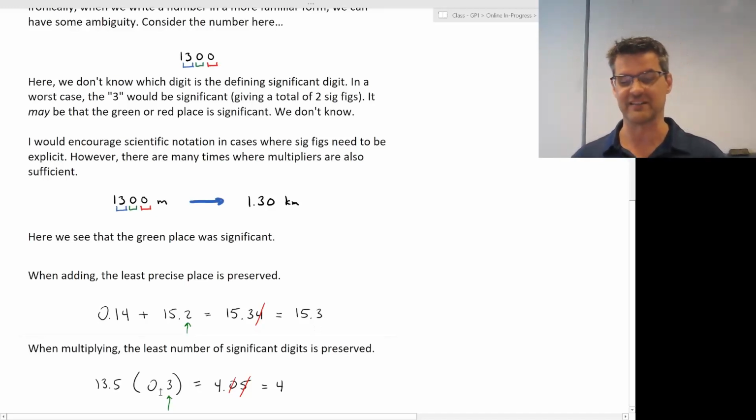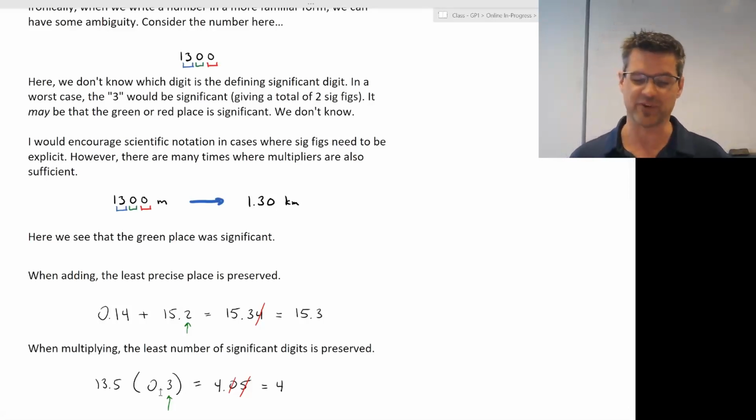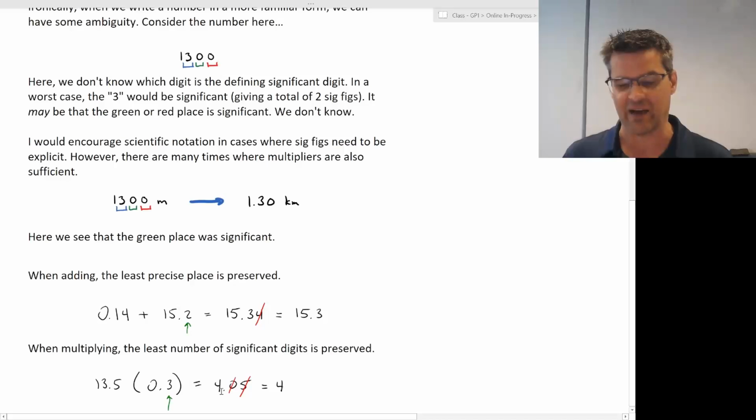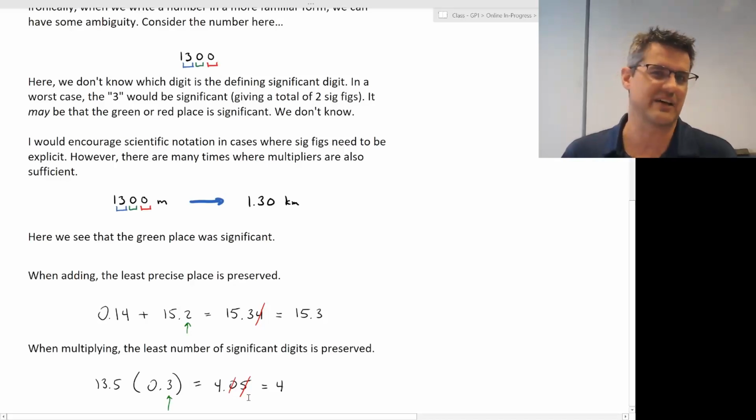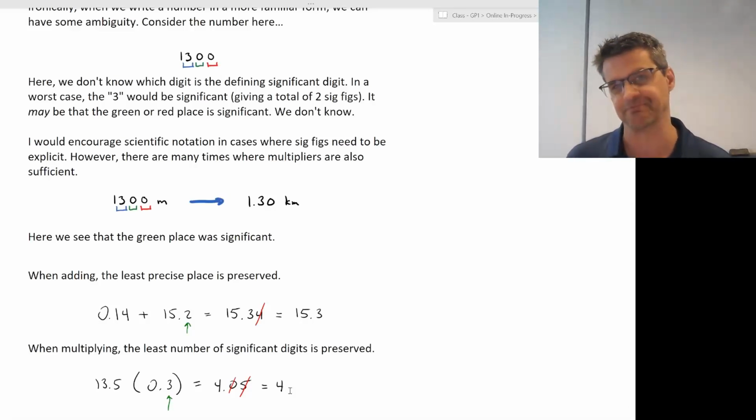If we're multiplying things together, the least number of significant digits is preserved. So here I'm multiplying something with 3 significant digits times something with 1 significant digit, which means if I put it into my calculator, I would get 4.05, it comes out. But I don't know my answer to 3 significant digits. One of my measurements wasn't good enough for that. And because one of my measurements is poor, I can only say that my answer is 4. I can't say it's anything more or less than that. And that's how significant figures work together.